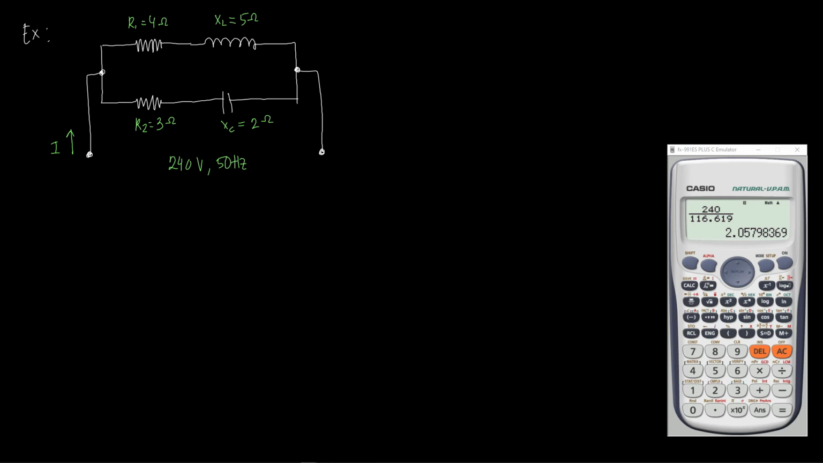Now, the question: determine the current I and its phase relative to the supply, which is 240 volts.